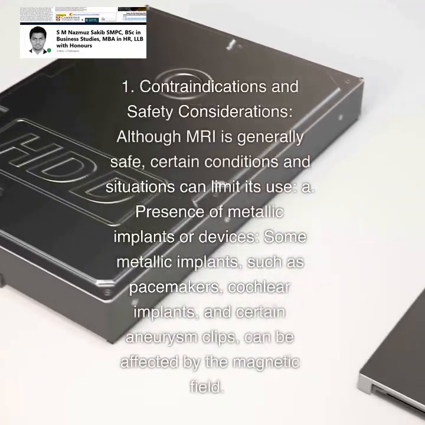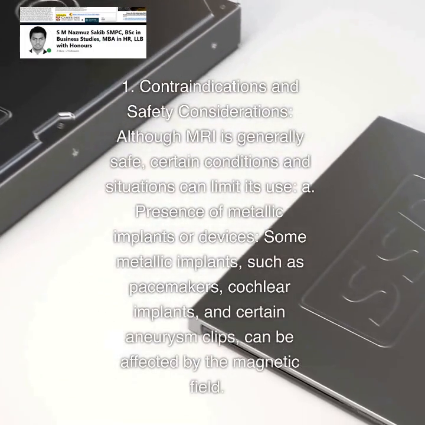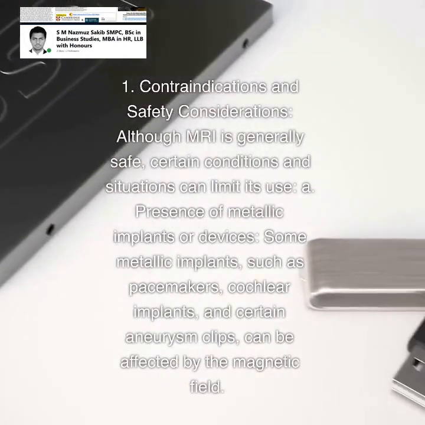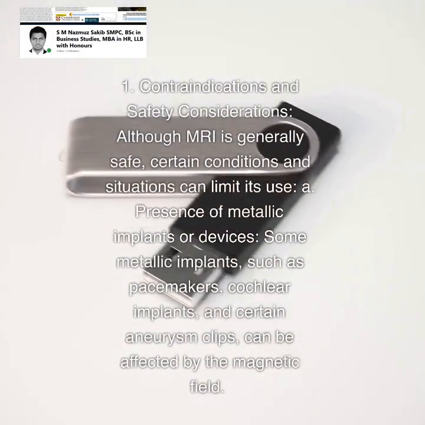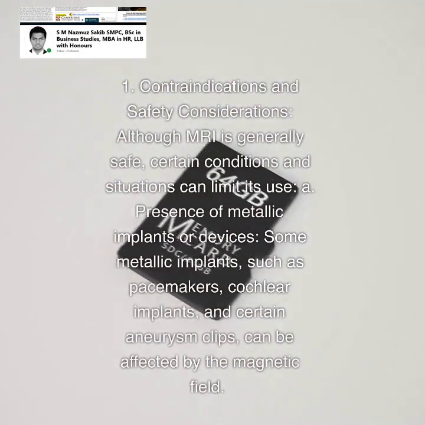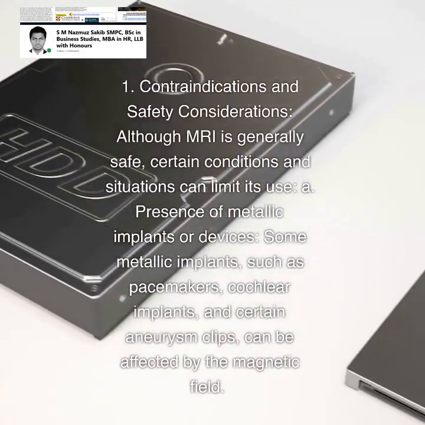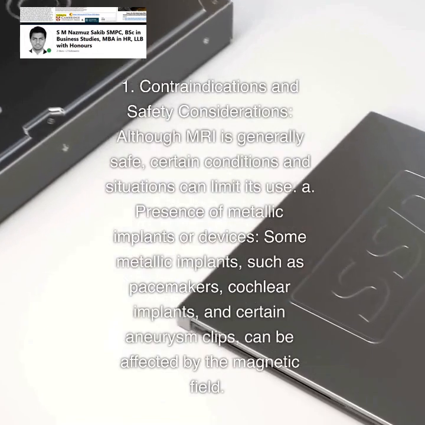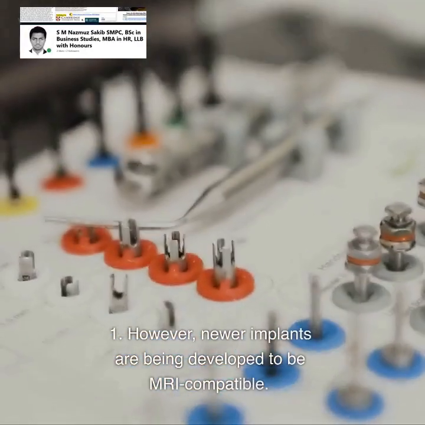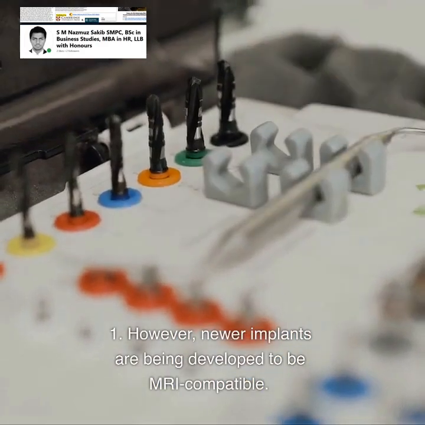Contraindications and safety considerations. Although MRI is generally safe, certain conditions and situations can limit its use. A. Presence of metallic implants or devices. Some metallic implants, such as pacemakers, cochlear implants, and certain aneurysm clips, can be affected by the magnetic field. However, newer implants are being developed to be MRI compatible.